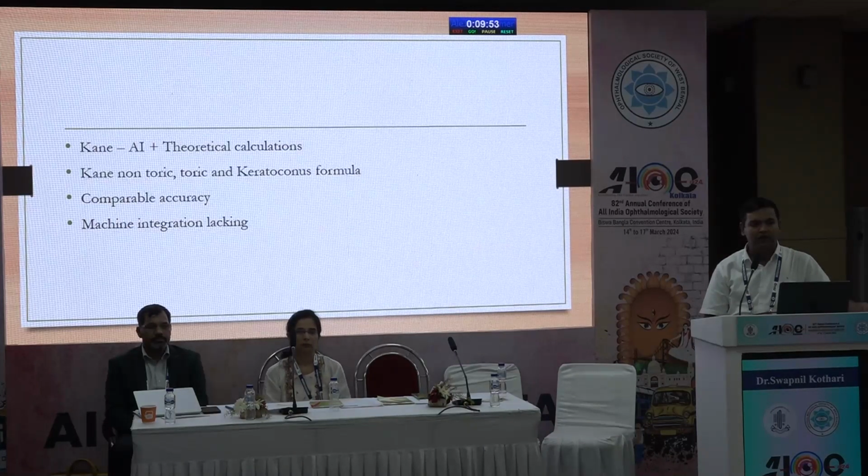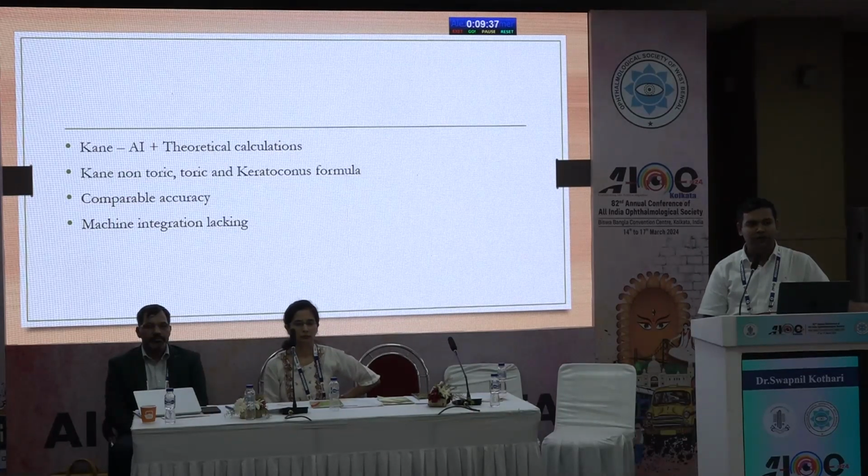And then you have another formula which is very accurate, called the Kane formula. It is an AI plus theoretical calculation formula. It has non-toric, toric and keratoconus variations, and it also gives comparable accuracy as compared to Barrett. But the main problem with the Kane formula is it doesn't come integrated into many machines, many optical biometers, while Barrett is now almost standard in all the optical biometers that are coming.